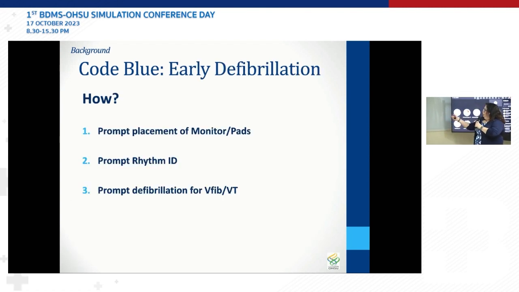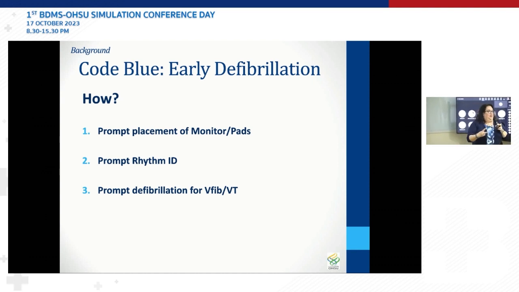So what are the steps to getting somebody defibrillated early? We can just say the endpoint is got to be defibrillated. But how do you actually get there, right? So you show up, a patient's coding, you call for help, a bunch of people come, and then you have to do what? You have to put the monitor on the patient. How do you know if they need to be defibrillated if you don't put the monitor on? So placement of the monitor and pads is first.